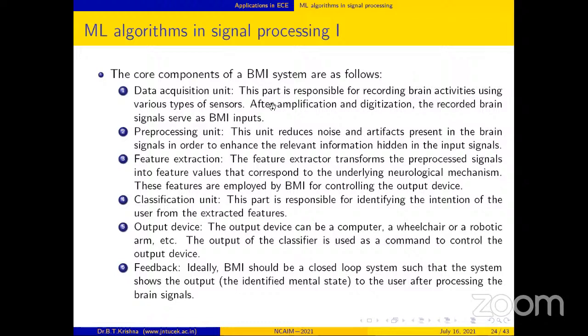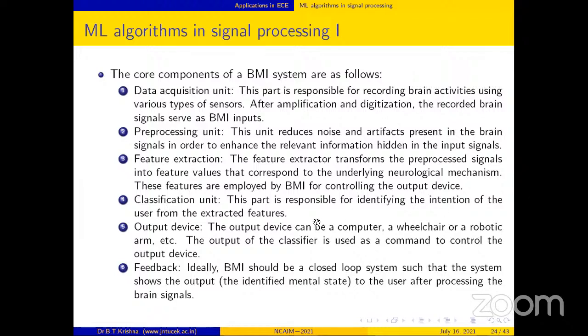Then the noise has to be reduced. That is going to be done by making use of filters, and these are the inputs to the BMI system. Then a pre-processing unit: this unit reduces noise and any artifacts present in the brain signals in order to enhance the relevant information needed in the input signals. Then feature extraction. The feature extractor transforms the pre-processed signals into feature values that correspond to the underlying neurological phenomena. These features are employed by the BMI for controlling the output device.